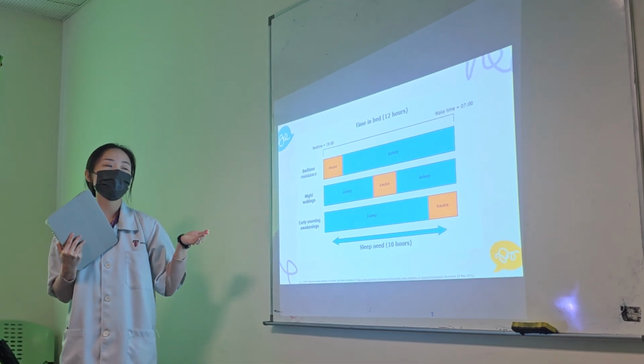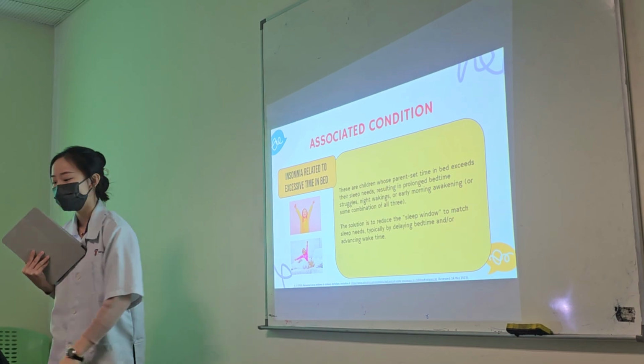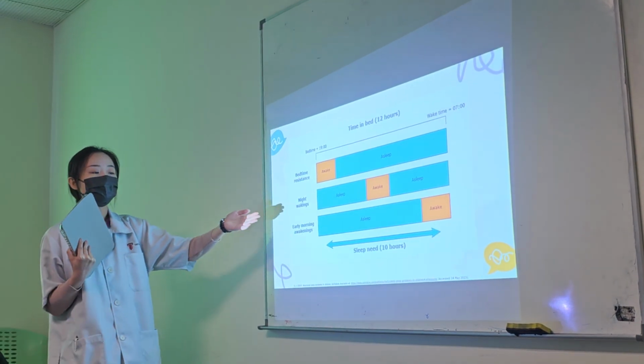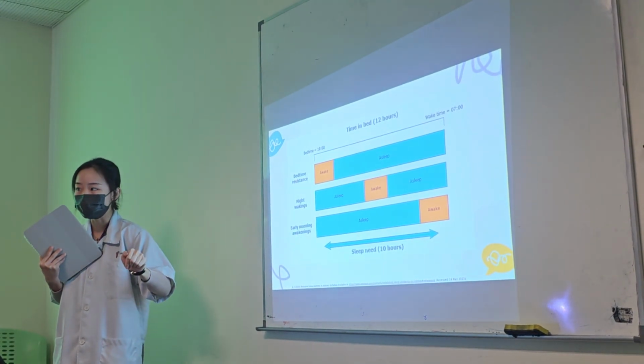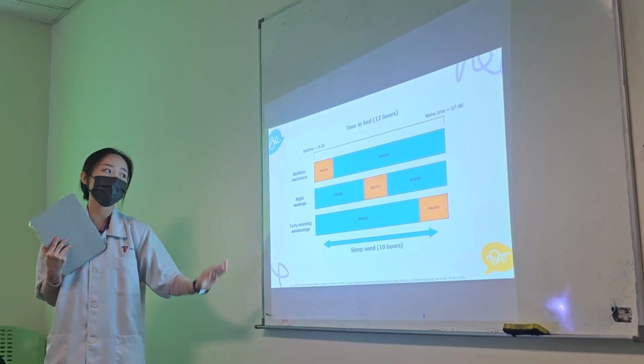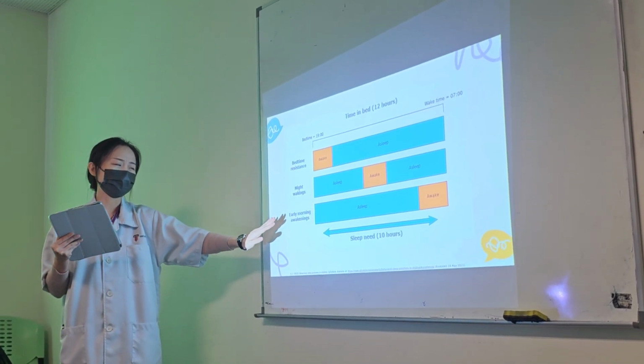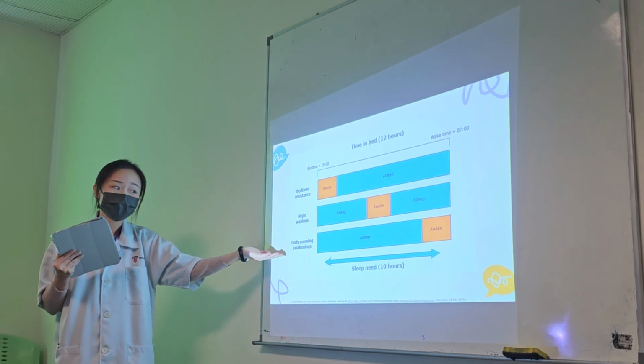In order to solve this problem, we need to reduce the sleep window to match the sleep needs of the child, in this case 10 hours. So we can delay their bedtime or wake them up early.